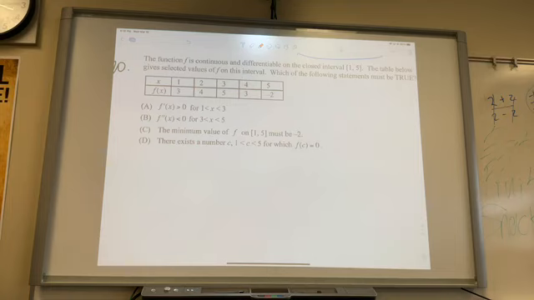Okay. Guys, listen. When they give you a question like this, they're almost always testing a theorem. They're usually testing intermediate value theorem or mean value theorem, usually. Right? What do you guys think?